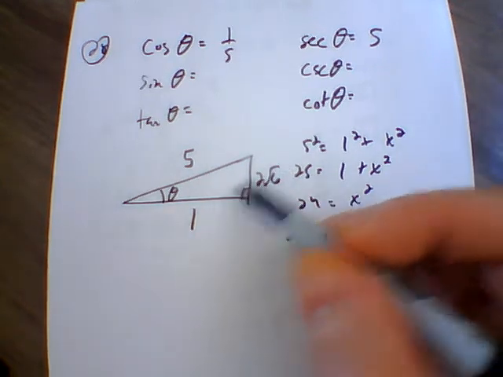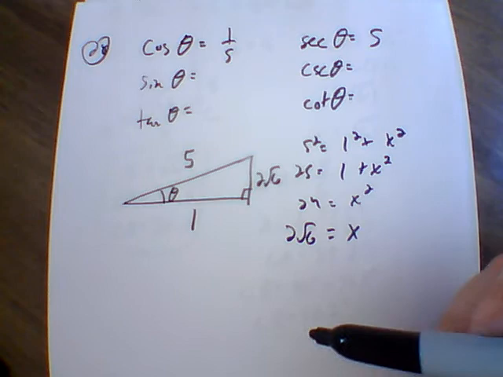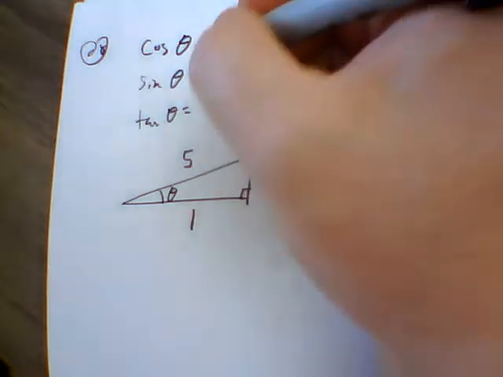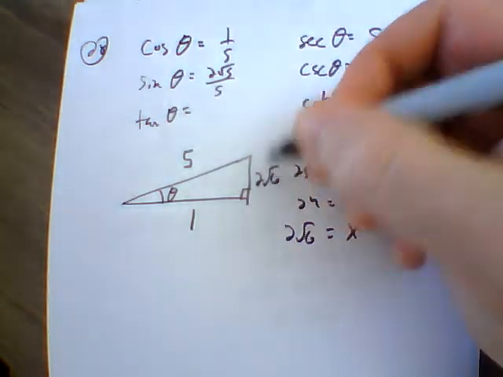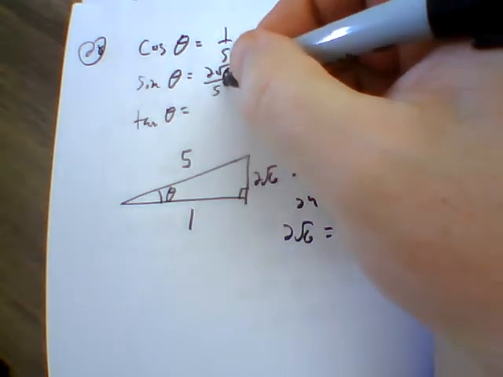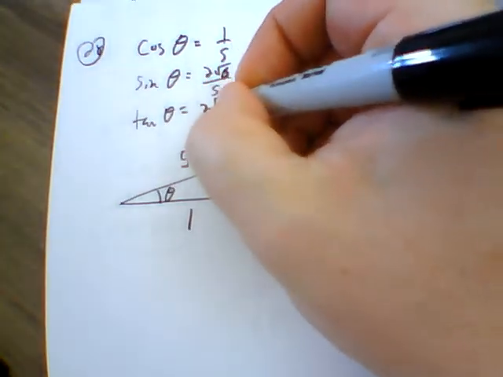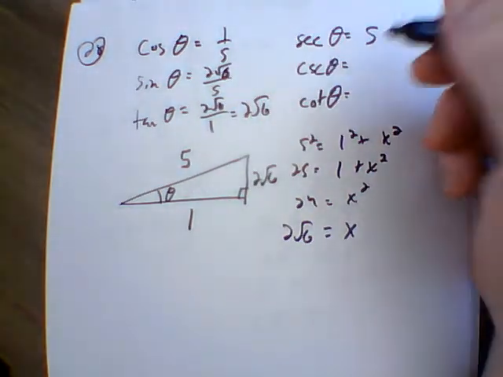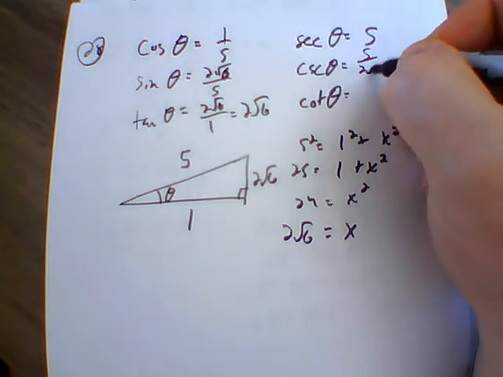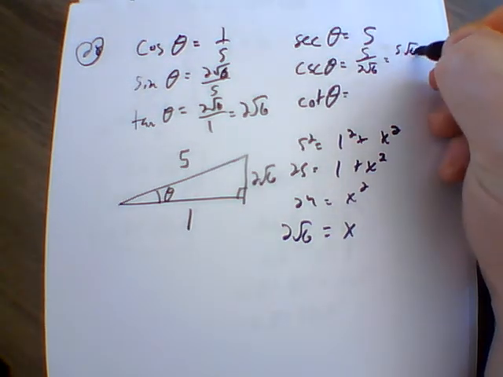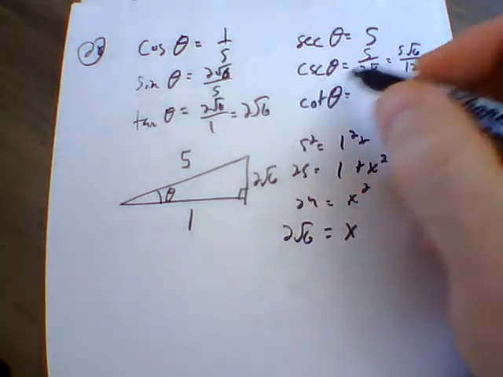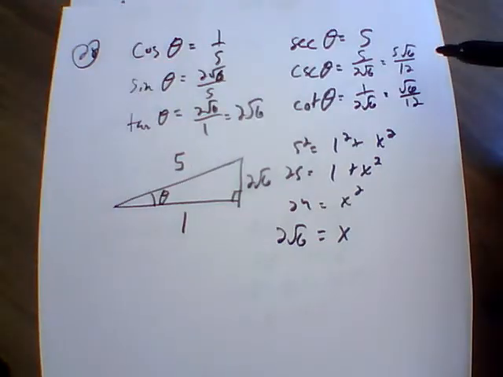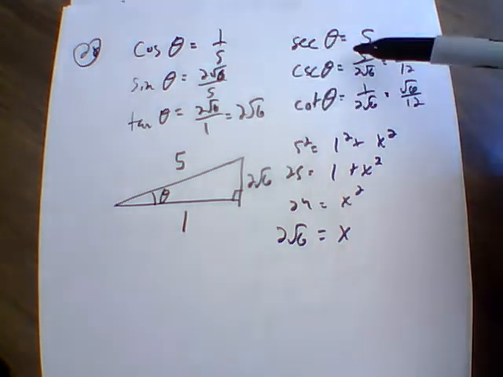Now notice I did not draw my right triangle to be perfect on here, but it's just a measurement that we're looking at. If you remember, sine is going to be opposite over hypotenuse, so 2 root 6 over 5. Tangent is going to be opposite over adjacent, or just 2 root 6. Cosecant then, we do the reciprocal, so we have 5 over 2 root 6, which would be 5 root 6 over 12. And then if we take the reciprocal for cotangent, this would be 1 over 2 root 6, which is root 6 over 12. So once again, we get our other trigonometric ratios.